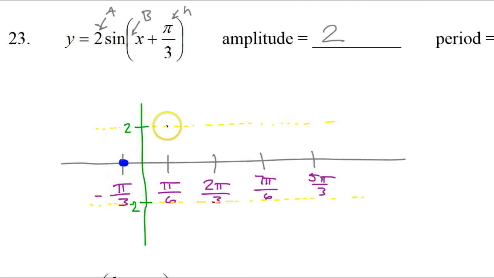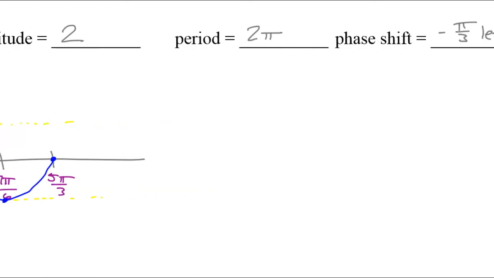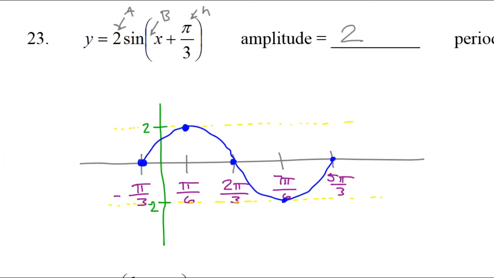And then we know that the sine goes up the a value, the amplitude, and it goes down back to the midline, and then it goes down the a value, and then back to the midline. So this is what the sine function is going to look like. And that is it. Is there anything else we need? No, we filled everything in, and that's the look of the graph. So we're done with number 23.